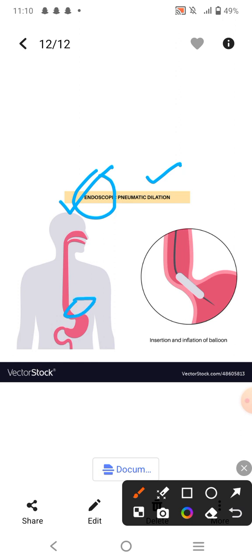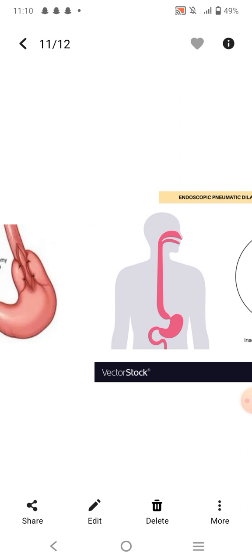You just pass an air-filled cylindrical shaped balloon, and when it is passed into the lower esophageal sphincter, when it comes into the LES, you just dilate this balloon, and as a result of its dilatation, the lower esophageal sphincter's muscles are torn and its force of contraction is reduced and the lower esophageal sphincter muscle relaxes.